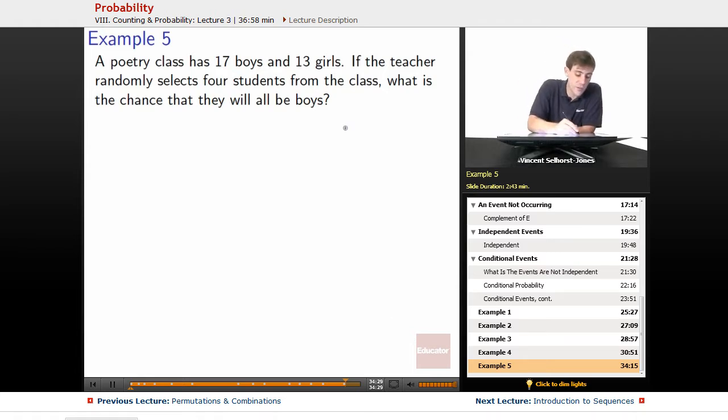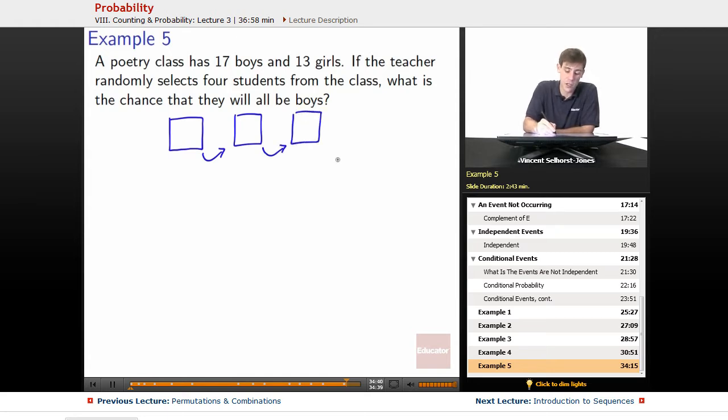So we've got some first thing that's going to happen, but then the second thing is also going to be affected by that first thing. And then the third thing is going to be affected by that second and the first thing. And then the fourth thing is going to be affected by that first, second, third thing as well.